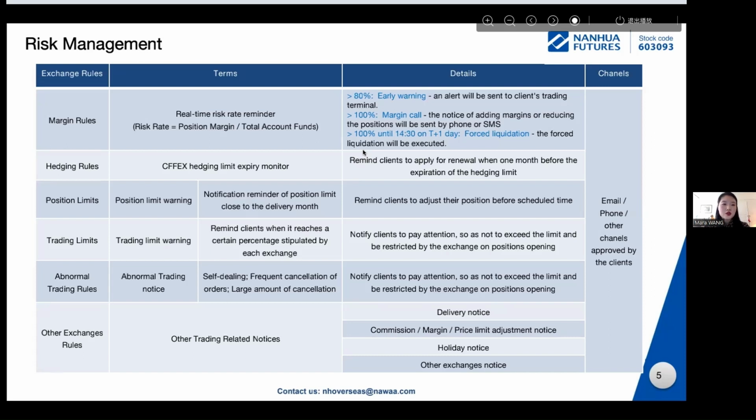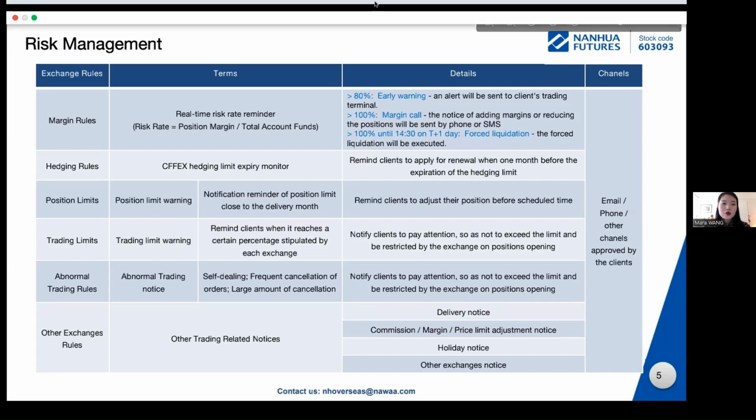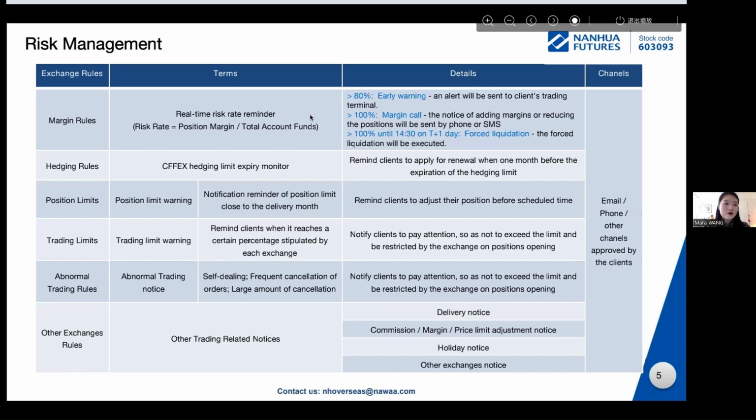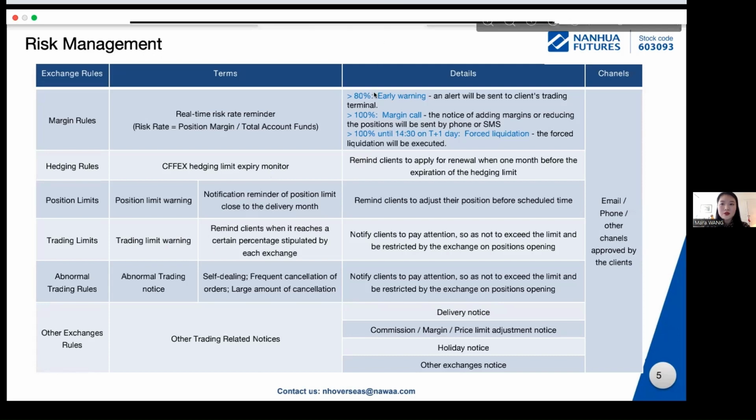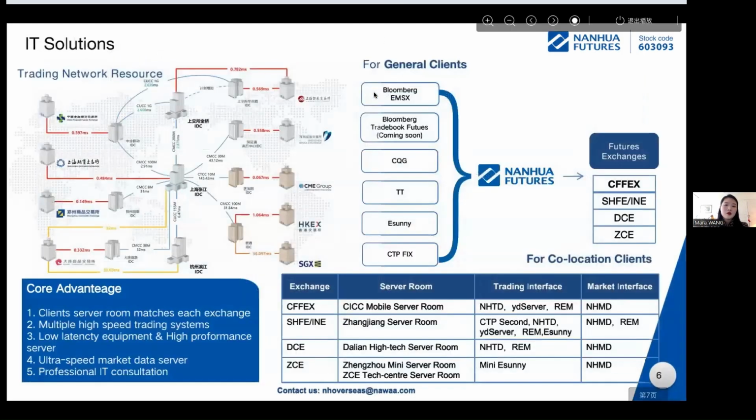And during your trading, we can also help you in time with margin calls and other risk management calls. The second thing you might be concerned about is the IT solution.